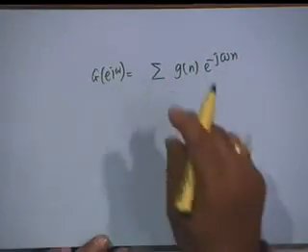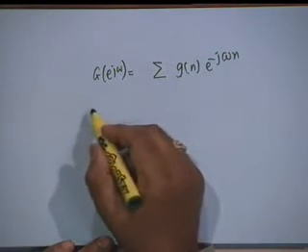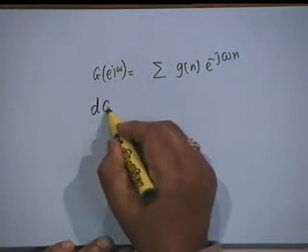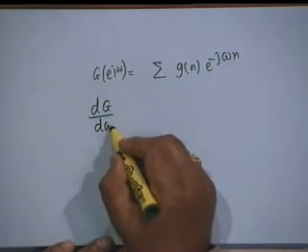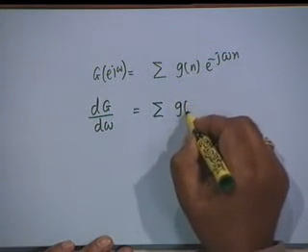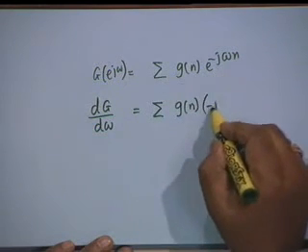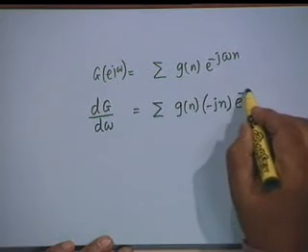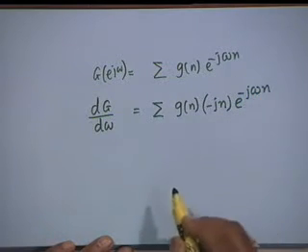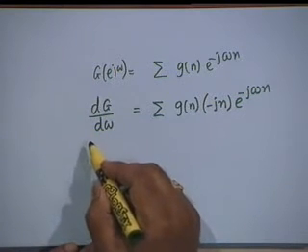I am omitting the summation limits, n equal to minus infinity to plus infinity. So, we differentiate with respect to omega. Then in the right hand side we get g of n multiplied by the derivative with respect to omega of the exponential, so minus j n e to the minus j omega n. Agreed?